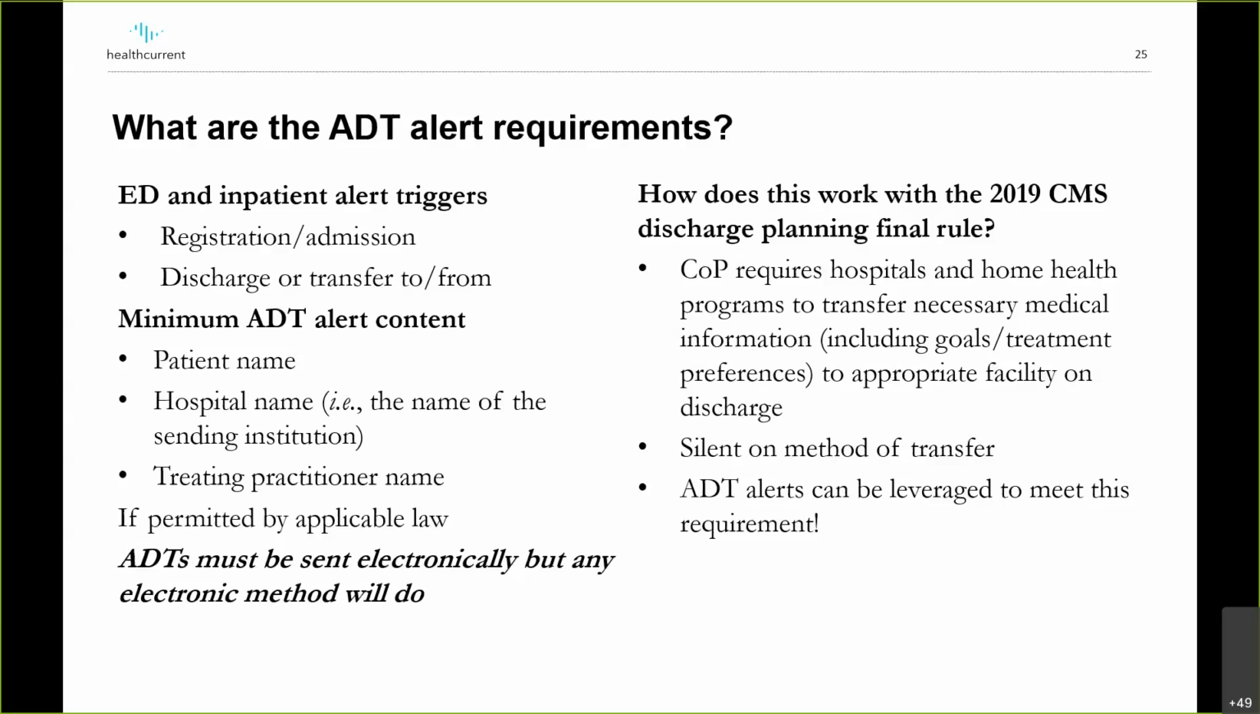There might be instances, especially if you're a psychiatric hospital or a general hospital that operates a Part 2 program within your facility, where you might not be able to send all of these data elements because of Part 2 restrictions. You're not required to send them under this new CMS rule if you would not be able to under the privacy laws that apply to you.